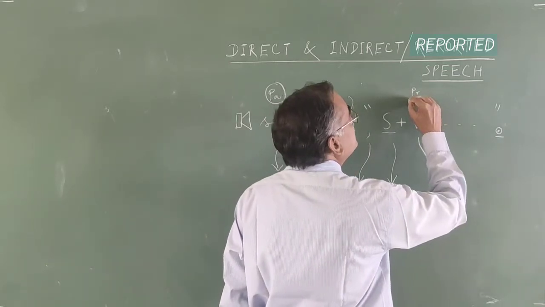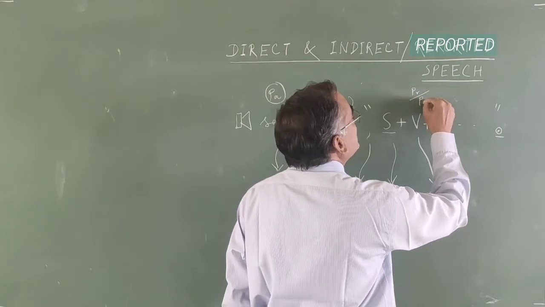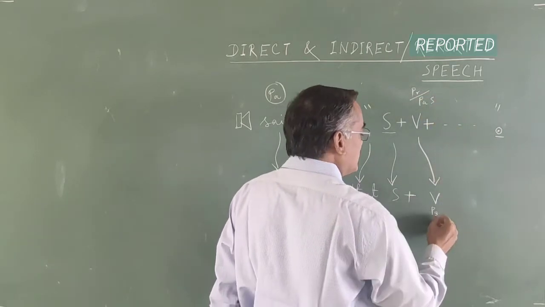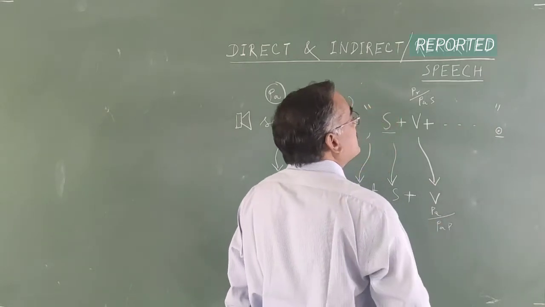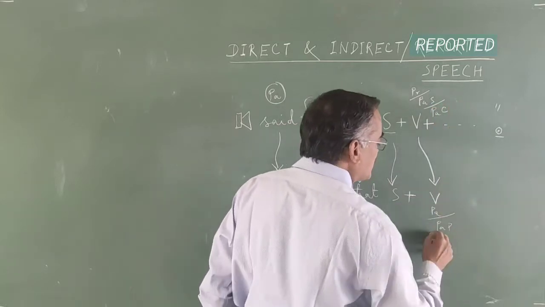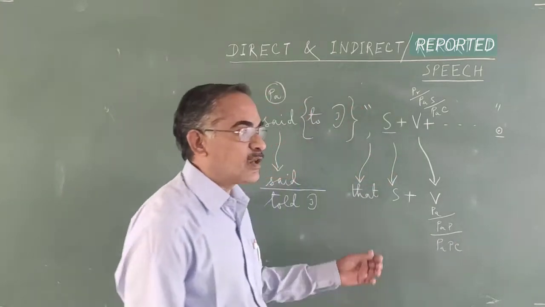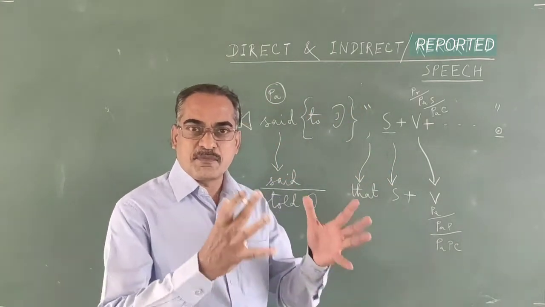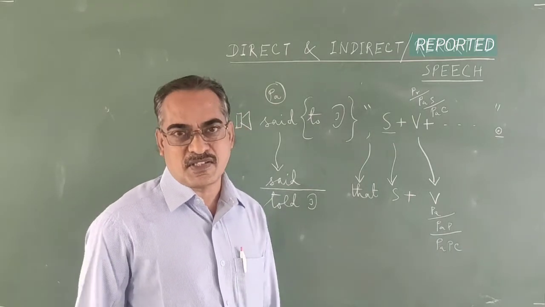If it is in past tense, past simple, this should be changed into past perfect. And if this is in past continuous, this should be changed into past perfect continuous. This is the rule to be followed. If it is in present tense, it should be changed into corresponding past tense. What is corresponding past tense?